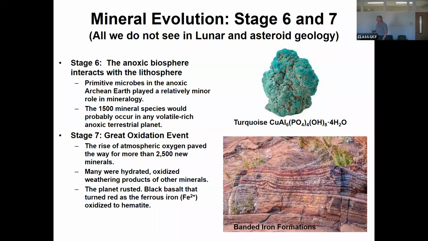The big difference with Earth is the great oxidation event. The rise of atmospheric oxygen more than doubled the amount of mineral diversity you have on this planet because of the oxidized, hydrated, and weathering products that you get from other minerals. And basically you rusted the planet. You started out with black basalt and ended up with a planet that looked a lot like Mars does these days and turned red because you're taking ferrous iron and turning it into hematite. And this is where you got most of the iron ore on the Earth in the banded iron formations, because you're oxidizing the free iron that's still sitting around on the surface.